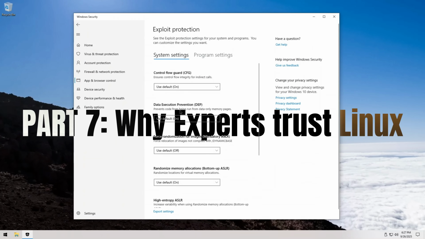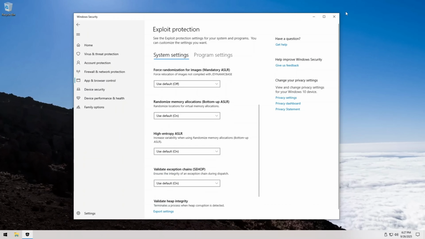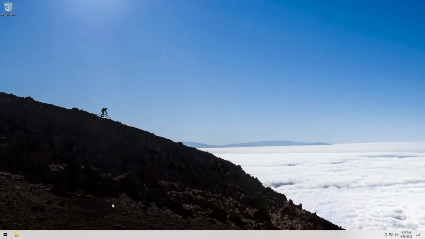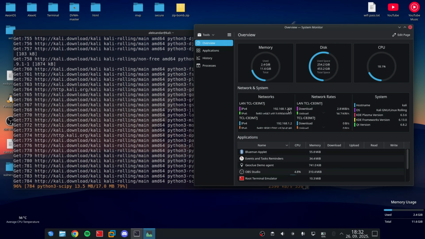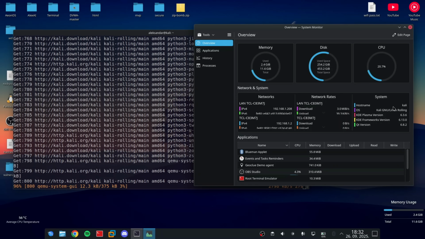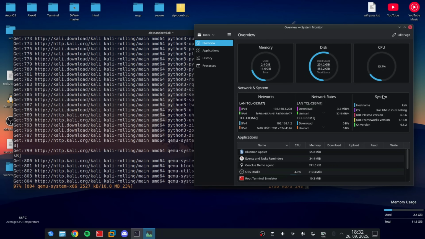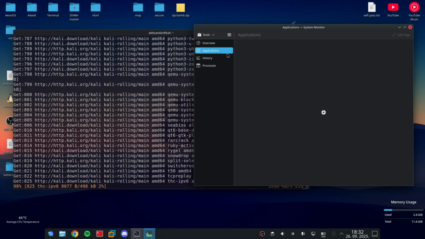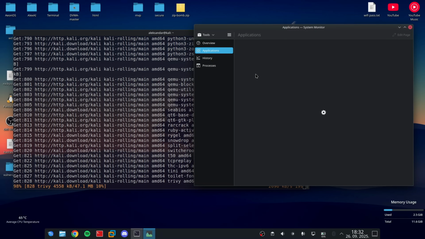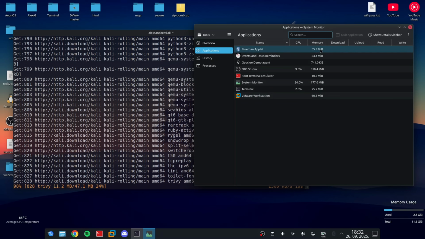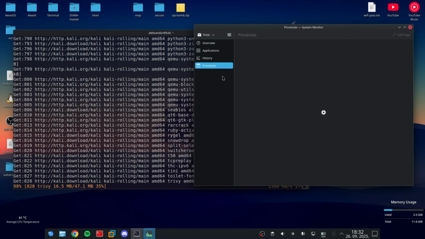Part number 7. Why experts trust Linux. Cybersecurity professionals, ethical hackers, and system administrators overwhelmingly prefer Linux. Why? Because it gives them transparency, control, and flexibility. For example, there is no hidden code. That means there are no secret backdoors. If something looks suspicious, anyone can audit the source. Thousands of contributors, from students to experts at Google and Red Hat, constantly improve the system. Then Linux comes with built-in security frameworks like SELinux and AppArmor, plus powerful firewalls and monitoring tools.